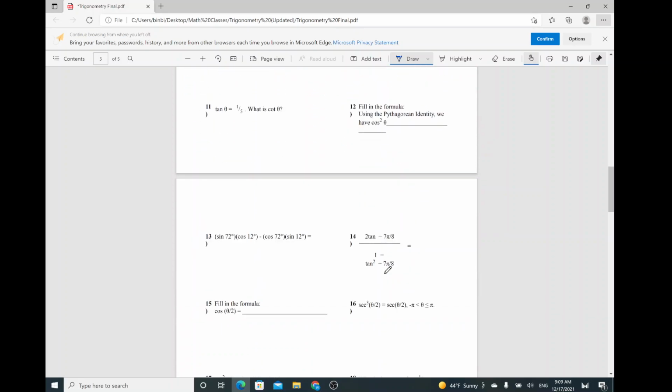And then the rest of this, so tangent is 1/5. What's cotangent of theta? Well, that's just the reciprocal of that. So then that'd be what? 5. It's pretty straightforward. Pythagorean identity, cosine squared of theta plus sine squared of theta. So that would be what? 1.